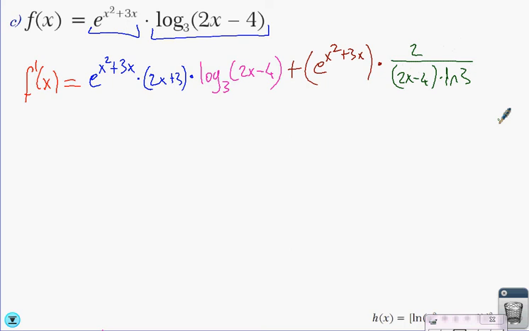So actually here we are finished, but we may take a common factor in parentheses, if we are able to, only e to the power of x squared plus 3x, but let's not do it. Let's keep it like that. So that's all for this place.